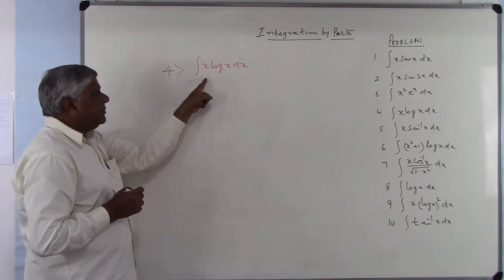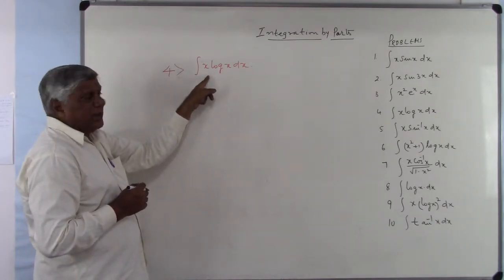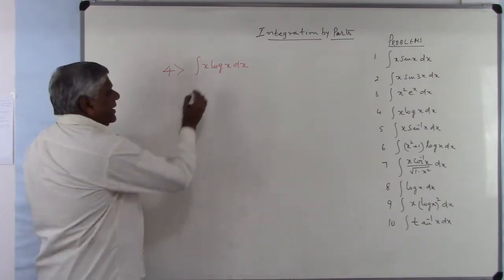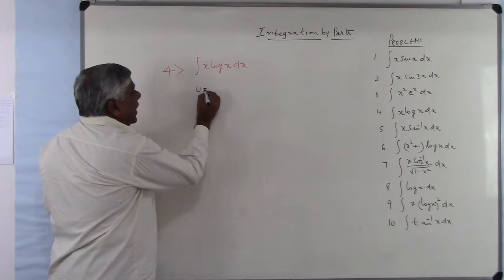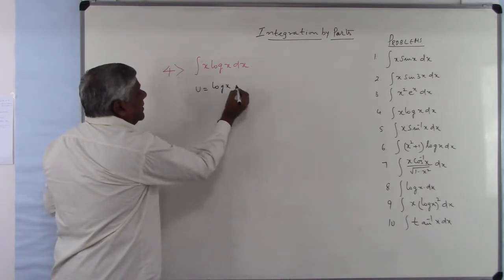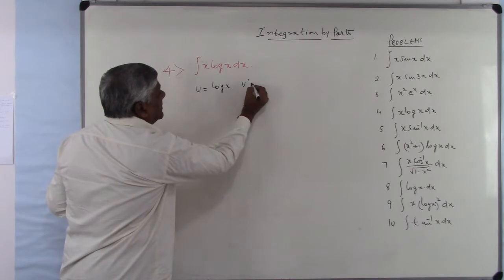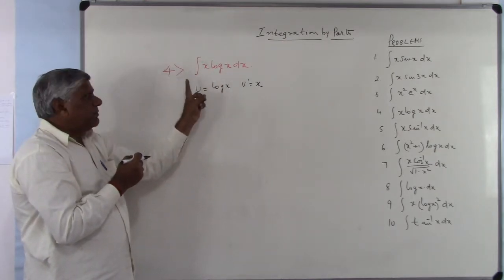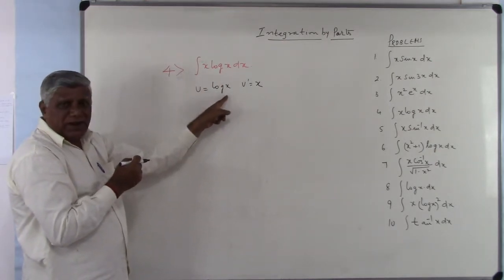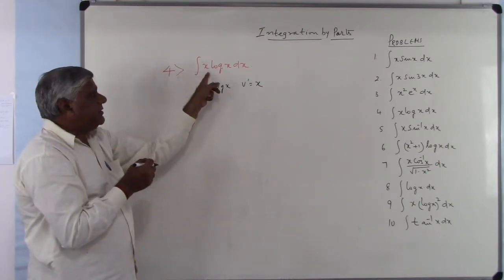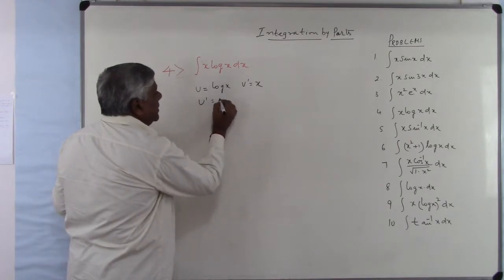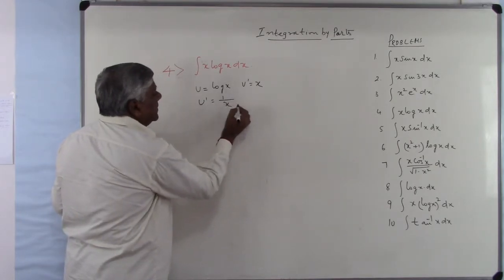Now in this problem, in case of LIATE, logarithms comes first, algebra comes next. Therefore, in case of this, you have to take u as log x and v dash as x, because in case of LIATE, logarithm comes first. Now, what is u dash? Differential coefficient of log x, d by dx of log x, is 1 by x.